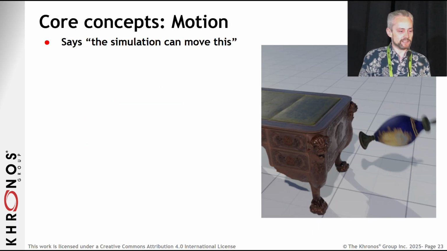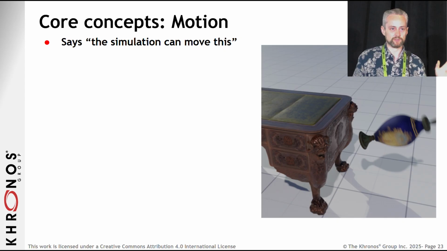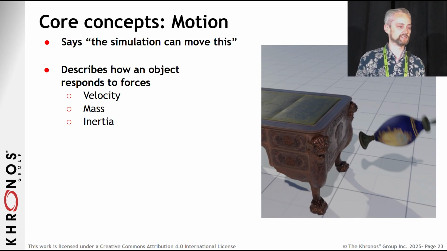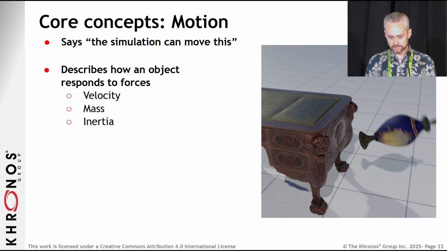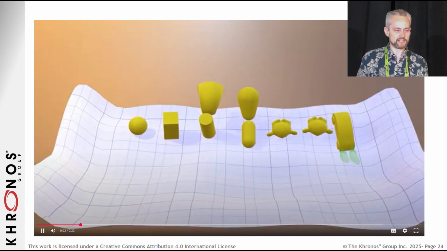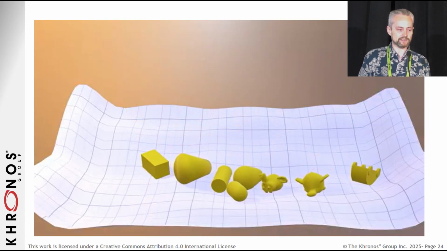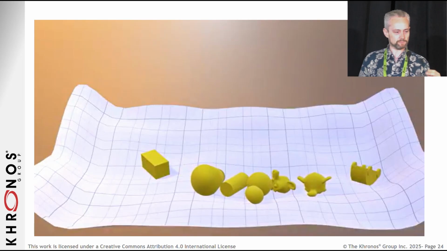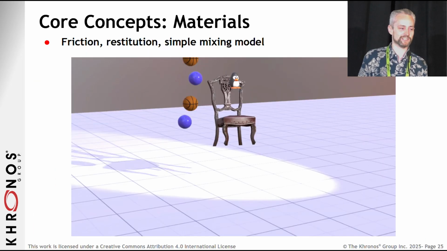Next thing we want to do is say the simulation should be able to move an object. So we have the concept of a motion, and it's something you attach on a node and says, simulation, you take control of this. And it describes how the object responds to forces. It has velocity, mass, inertia, and lets the simulation know how to handle an object and what to do with it. And that's all we need to do a basic simulation. So we can take those two things and put them onto these shapes and we get a simulation. And that's great. But it's a homogeneous set of assets.